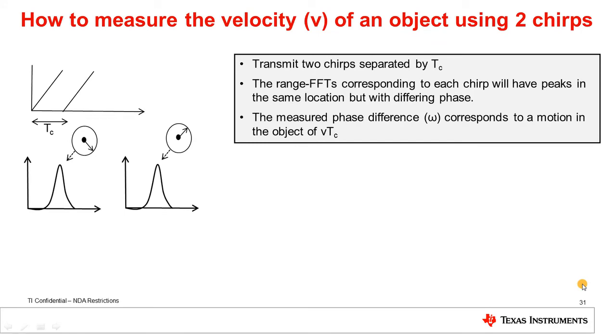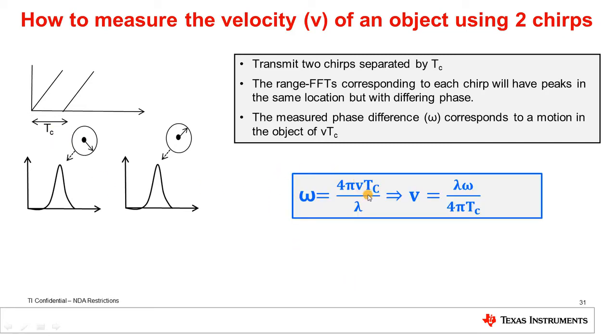So I think we now have all the tools to understand how an FMCW radar can measure velocity. The basic idea is the following. You transmit two chirps separated by a time of Tc. The range FFTs corresponding to each of these chirps will have peaks in the same location but with differing phase. The measured phase difference omega between the phases of these two peaks will directly correspond to the motion of the object. And note that if the velocity of the object is v, the object would have moved a distance vTc during this time period Tc.